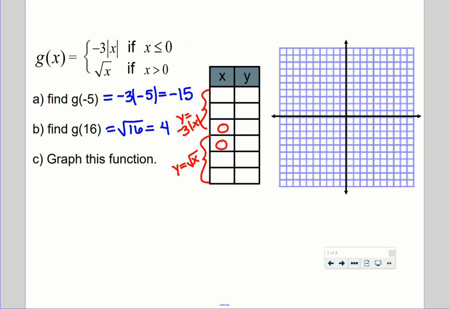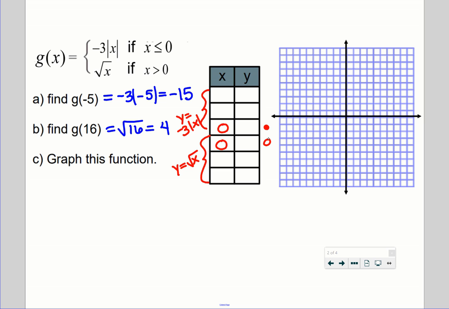For the top piece, is 0 defined? Am I allowed to equal 0? Yes. So I'm going to put a little closed dot there. For the bottom piece, am I allowed to equal 0? No. So I'm going to put an open circle, meaning we're going to get really close to that number, but we're not going to touch it. All right. What other numbers can I plug into the top piece?